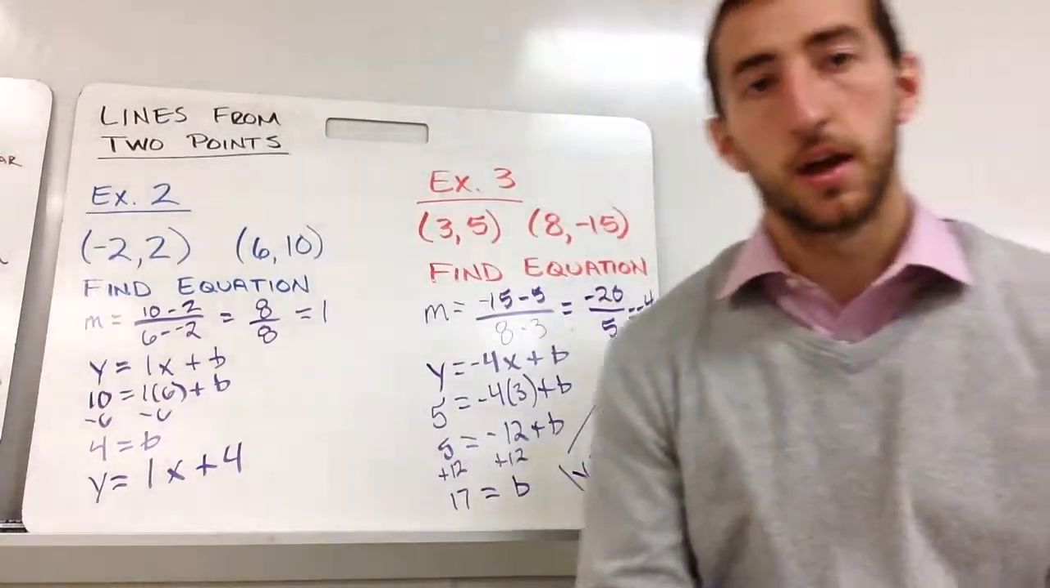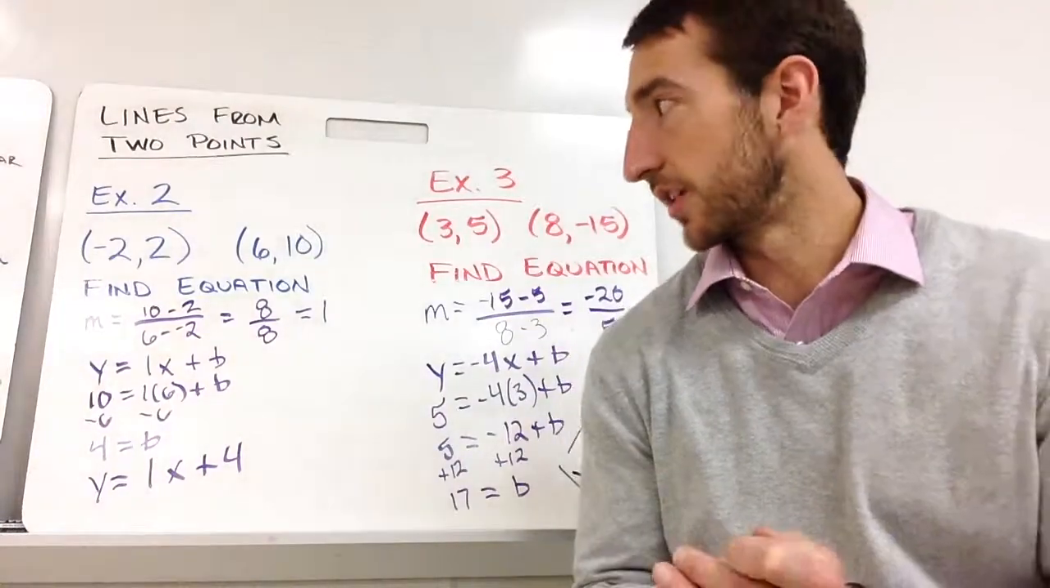And that's how you find the equation of a line with 2 points.